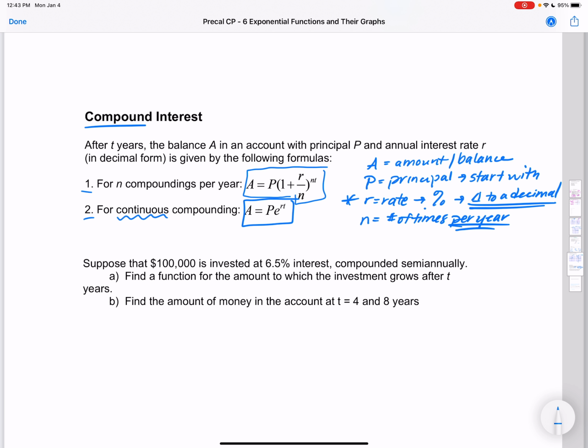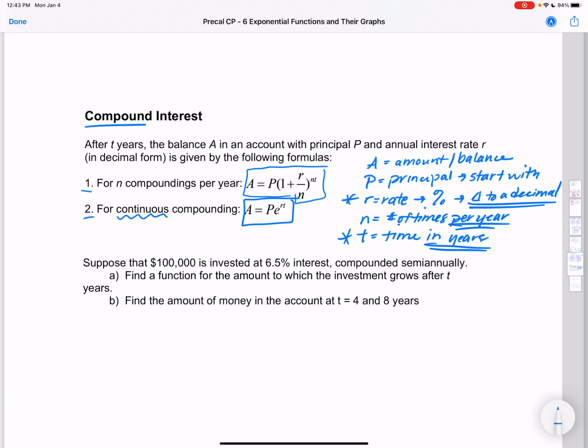So if it's compounded weekly, then there are 52 weeks in a year, so it's compounded 52 times. So n would be 52. Quarterly is 4 times, so n would be 4. And then your t is time, but it's time in years. So it's easy when they give you 5 years, you'd put 5 in for t, but if they give you 6 months, you would put in 1/2 for that. So t is the time in years.